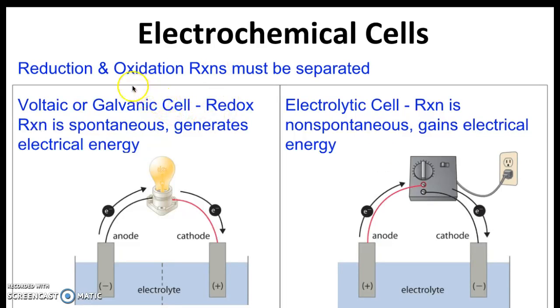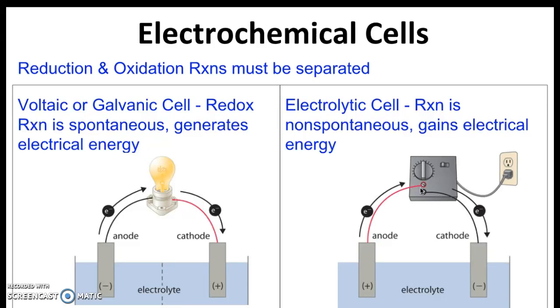So when we talk about voltaic or galvanic cells and electrolytic cells, those are the two types of electrochemical cells. The only difference between them is that one is spontaneous and the other is not. In the voltaic or galvanic cell, the redox reaction is spontaneous, and that means it's going to generate electrical energy for you. So if you hook a voltaic or galvanic cell up to a light bulb, you can light your light bulb. On the flip side, the electrolytic cell is a non-spontaneous process, so the system has to gain electrical energy, meaning you have to pump electrical energy in order to make that reaction go.